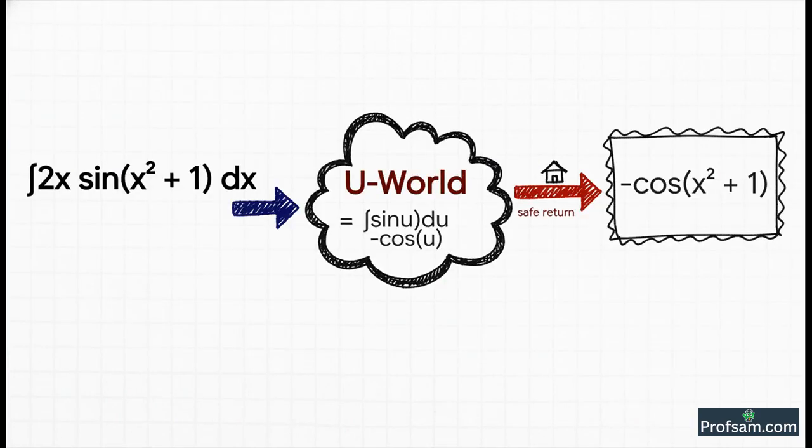Okay, so applying this to our problem. First, we ignore the 0 and 1 and just find the indefinite integral. Like before, we set u equals x squared plus 1. The integral becomes the integral of sine u du. We know that integrates to negative cos u. Now, for this method, we have to back substitute. We have to return to the x world. So we replace u with x squared plus 1, and our antiderivative is negative cos of x squared plus 1.